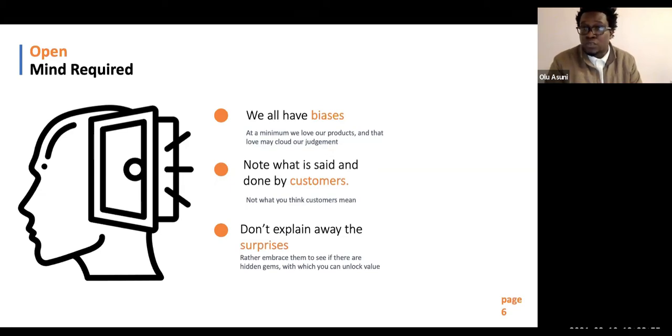Look, great products have been built by carefully observing some of these things and not allowing the individual product manager or product owner or product team's biases to cloud the feedback from the customers. So yes, it's not what you're expecting, but it could actually be the bridge to success that you're seeking. So don't explain away the surprises, rather embrace them to see if there are hidden gems with which you can unlock additional value.